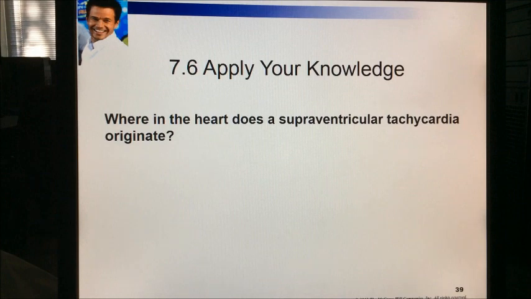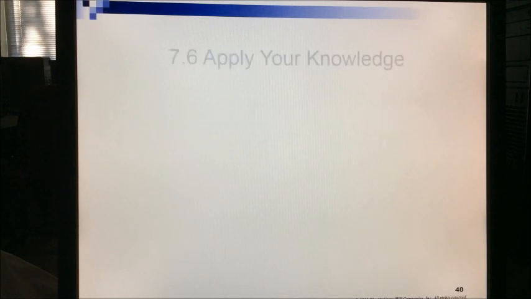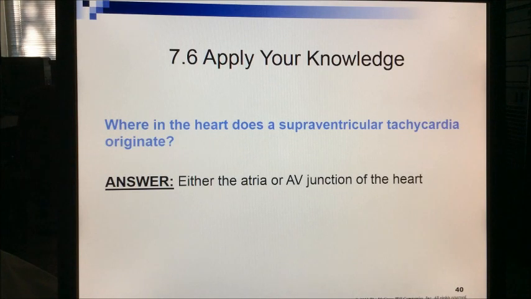All right, where in the heart does a supraventricular tachycardia originate? Now remember, this is kind of a trick question because there are actually two answers to this. We already know that all junctional rhythms are originating in the AV node rather than the SA node, but with these it's so fast it's hard to tell. It could be the AV node or it could also be the atrial tissue. So either in the atria or in the AV node of the heart.